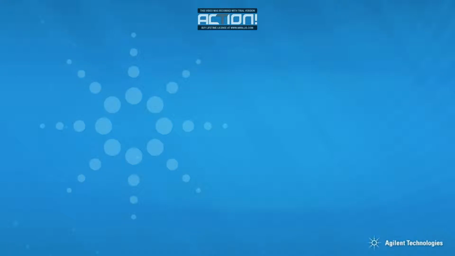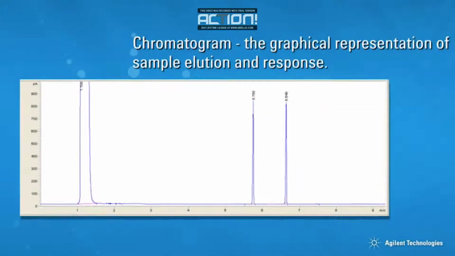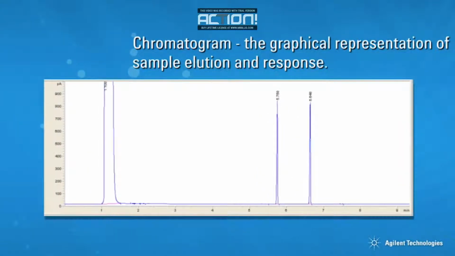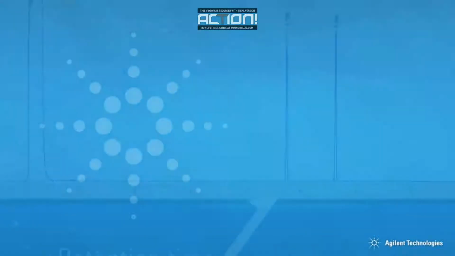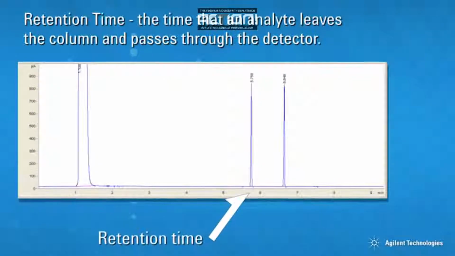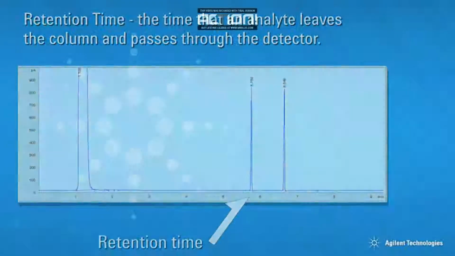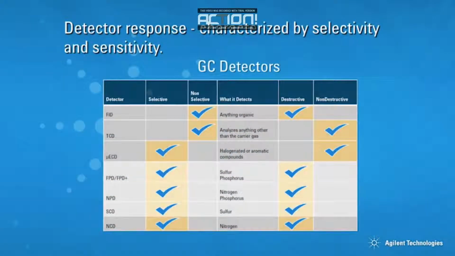Here are the key points to remember. A chromatogram is the graphical representation of sample elution and response. Retention time is the time that an analyte leaves the column and passes through the detector. Detector response is characterized by selectivity and sensitivity.